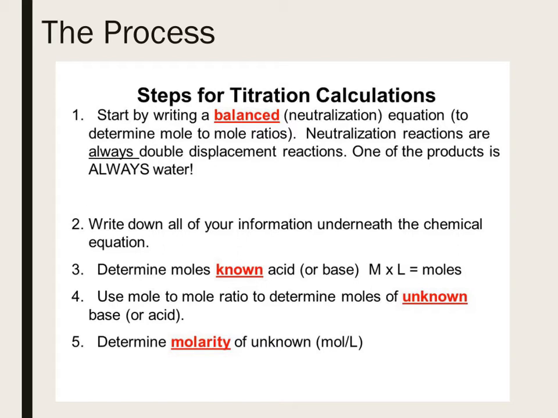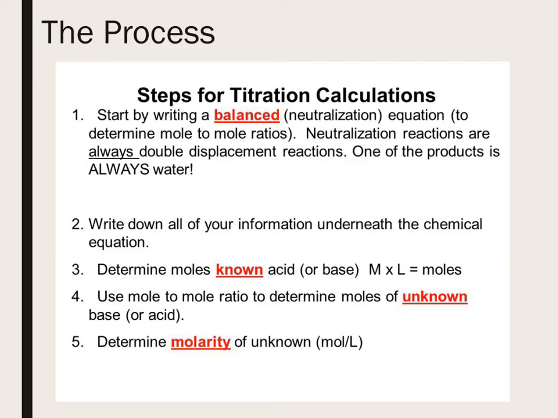All right, so here is the process for solving a titration calculation. The first thing that you need to do is start by writing a balanced equation for both the acid and the base, and this is assuming you have strong acids and strong bases. So you need to make sure that you know the coefficients.